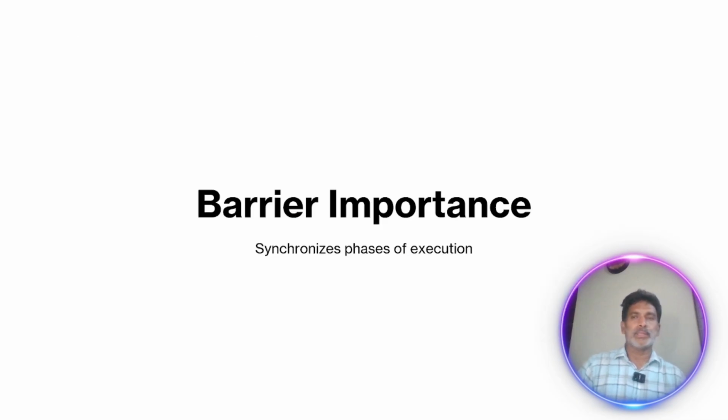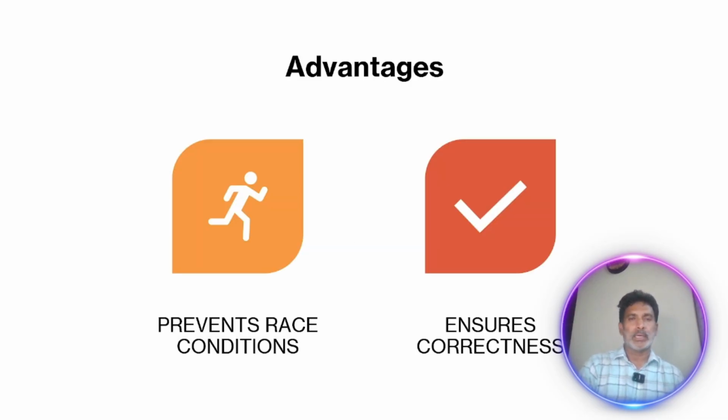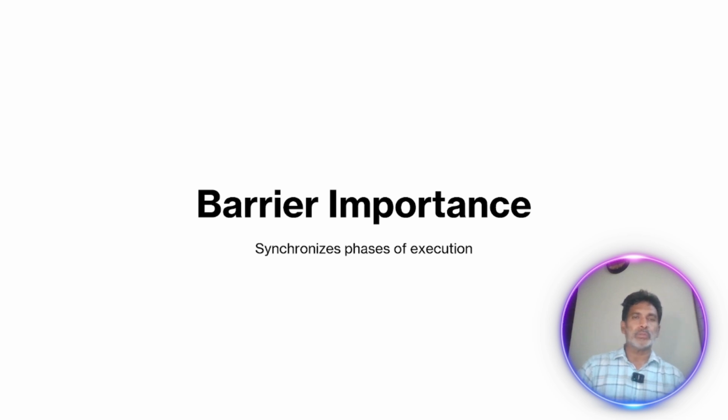And what is the importance of a barrier? This is the synchronization of phases of execution. A barrier is a synchronization mechanism that forces all threads in a parallel program to wait at a specific point until every thread reaches that point. Only after all threads arrive at the barrier can execution continue.